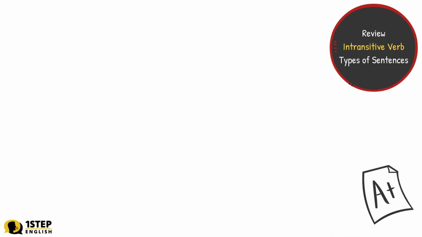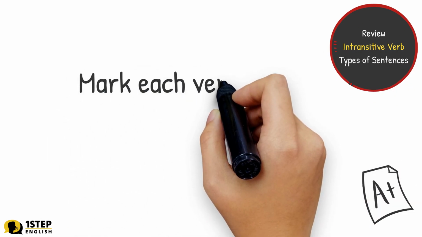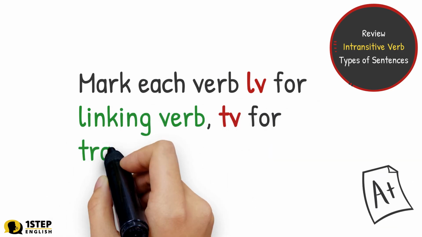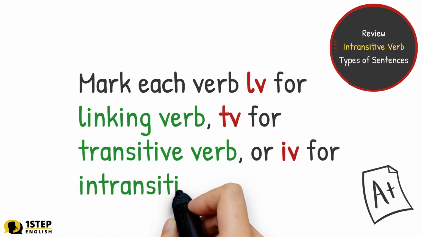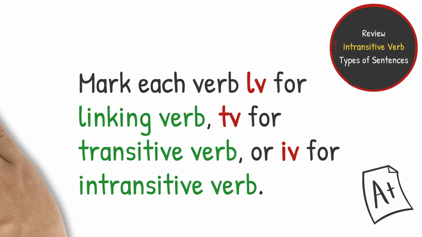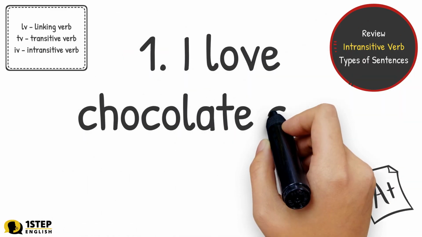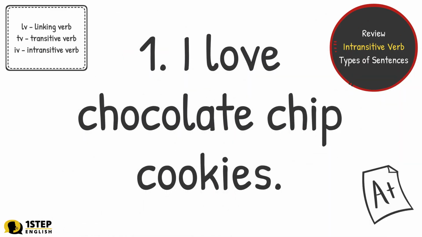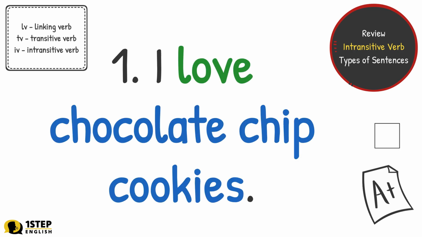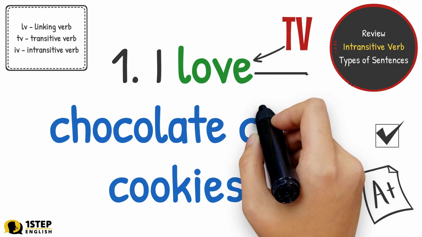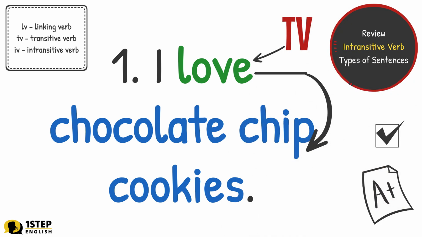Now, let's test your knowledge. Mark each verb, LV for linking verb, TV for transitive verb, or IV for intransitive verb. 1. I love chocolate chip cookies. Let's check your answer. TV. The word love acts on the direct object, chocolate chip cookies.